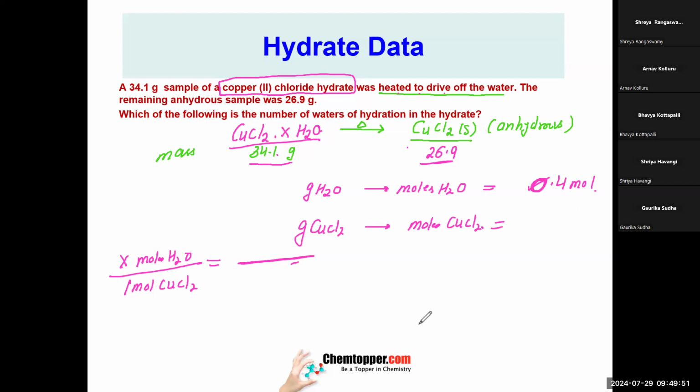So you know the moles of water, right? 0.4 here in the numerator. Can you work out the moles of CuCl2? The mass is here.